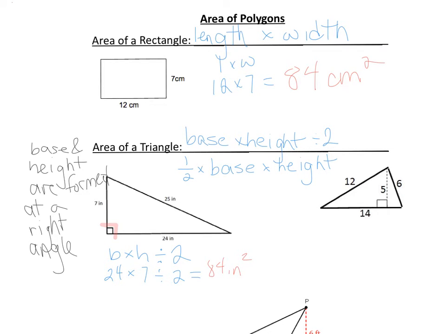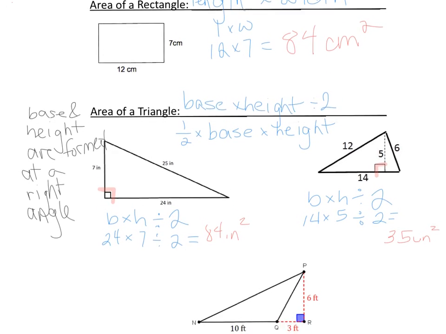Looking at the second one, we know we're dealing with base times height divided by 2. So we locate that right angle box to tell us that the base will be 14 times the height of 5. We divide by 2. Here's where it's easy to see that students might get confused because they want to put either 6 or 12 in as the height. Height and base always have to meet at a 90-degree angle. They're always perpendicular to each other. We multiply, divide, and we get 35 units squared. We know it's going to be units because we were not given any units.